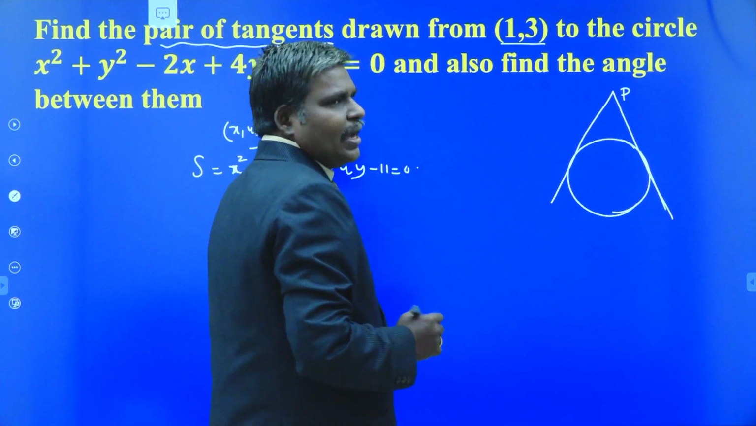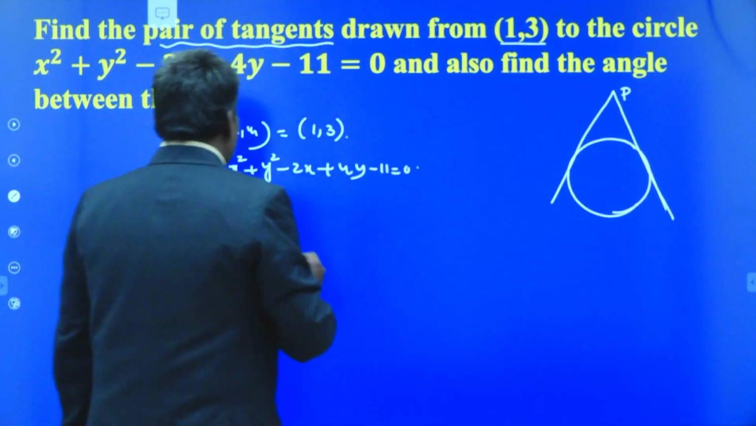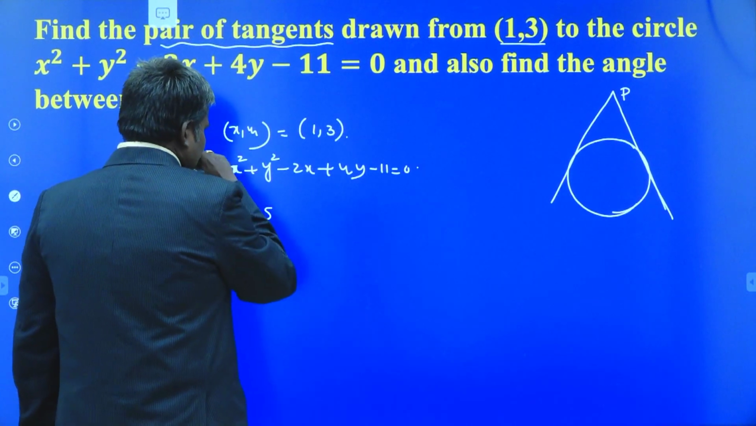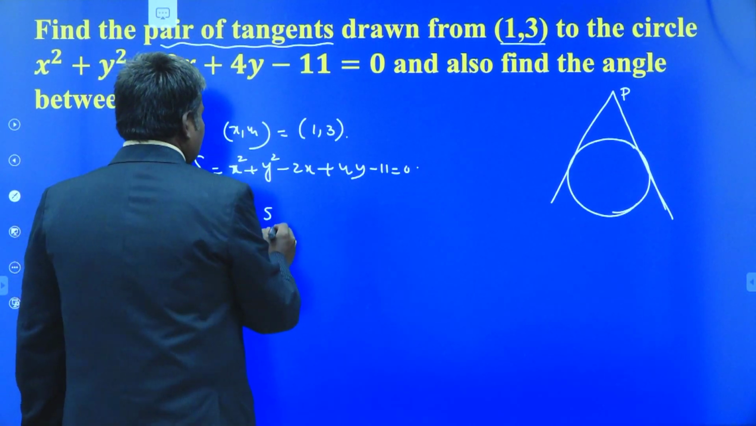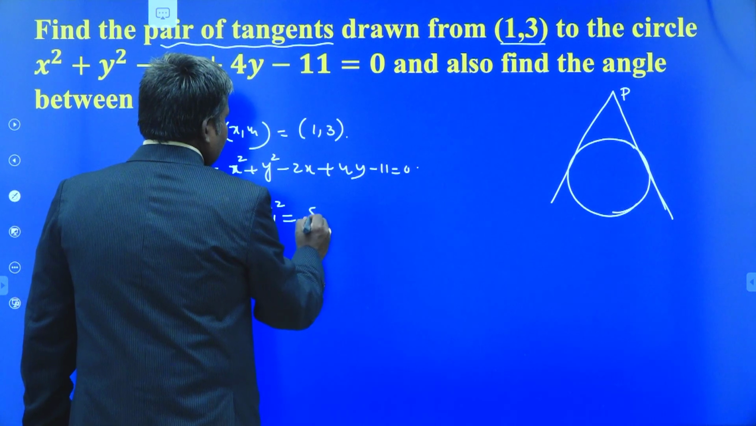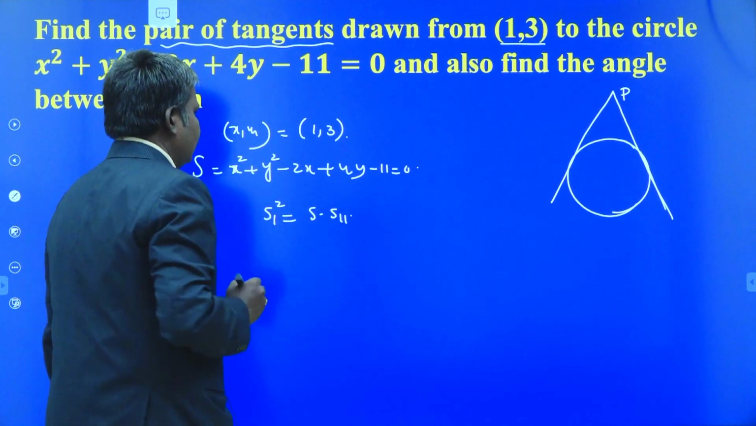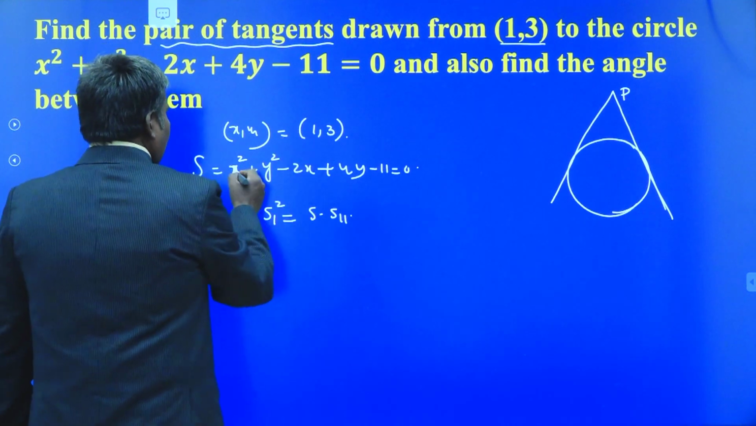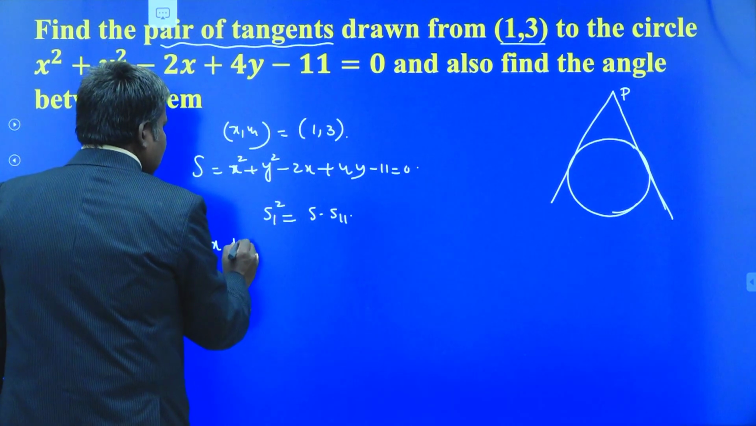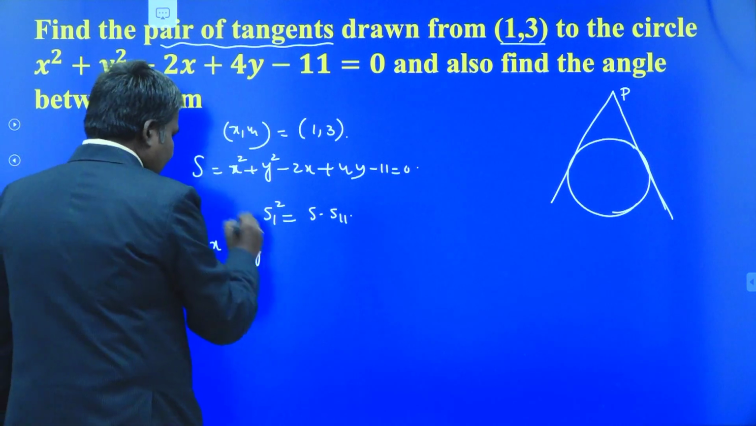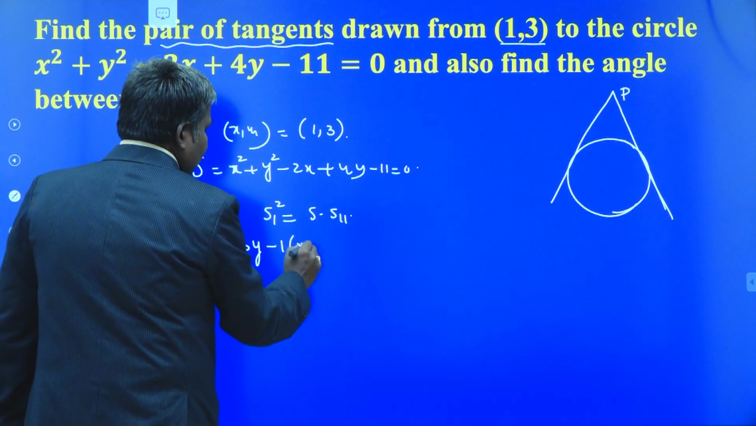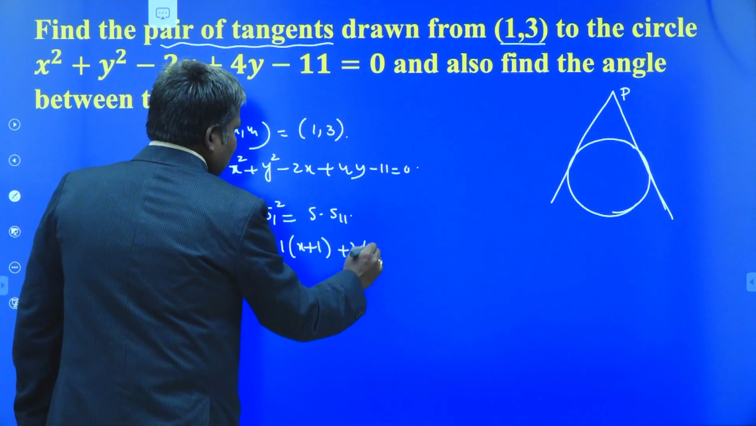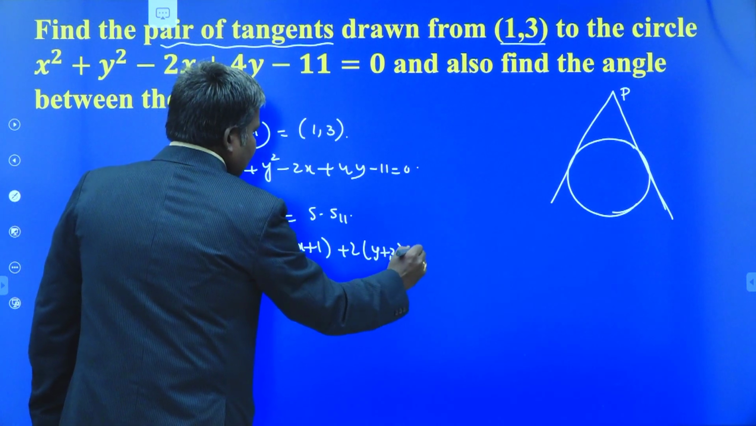So what is the formula? S1 square is equal to S into S11. The combined equation of tangents drawn from x1, y1 to the circle S equal to 0 is S1 square equal to S into S11. What is S1? 1 into x, that is x, plus 3y minus 1 times of x plus 1, plus 2 times of y plus 3 minus 11.